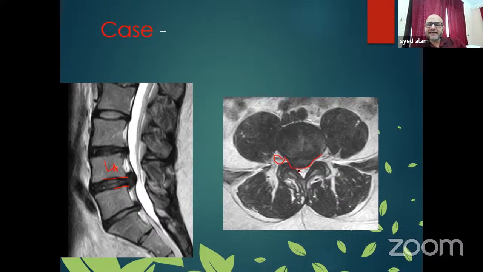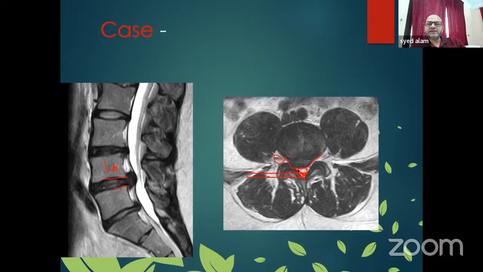And this is the thecal sac here. This is the thecal sac here. And this is the epidural fat remaining here. So this is the posterior vertebral margin. So this is the ligamentum flavum, and this is the epidural fat here. So this is the epidural fat. This is the thecal sac remaining.